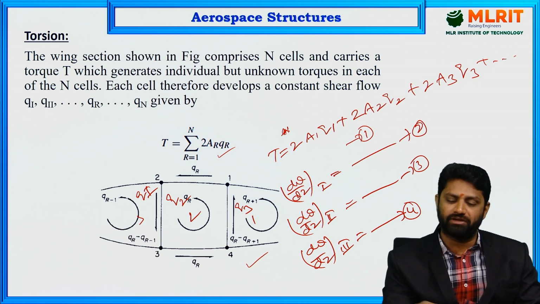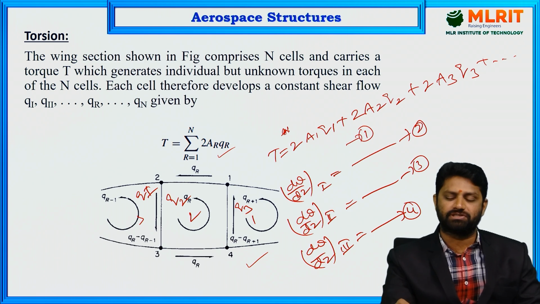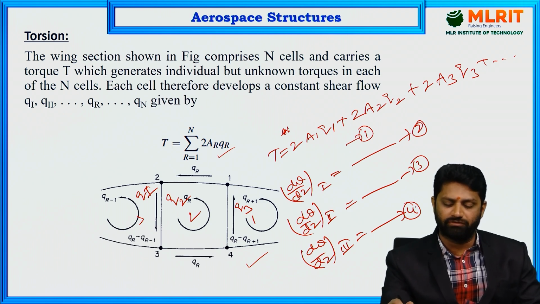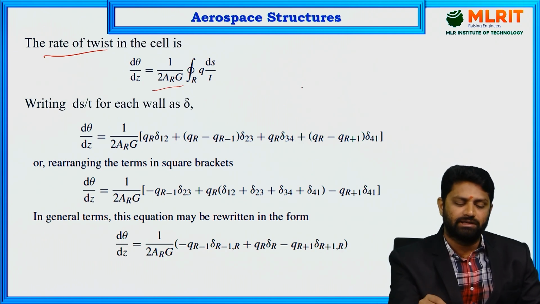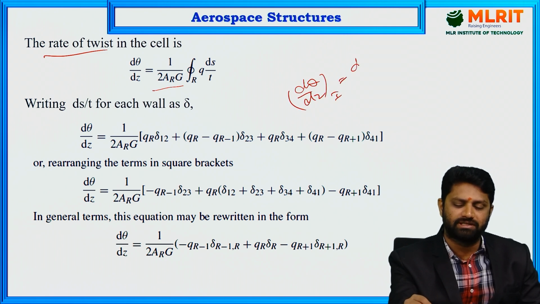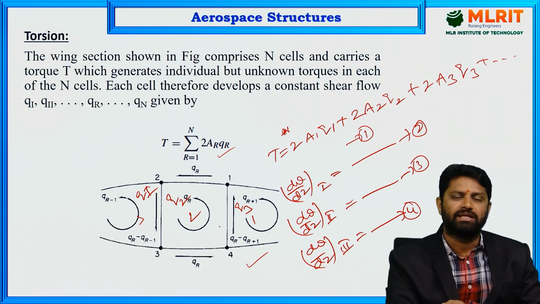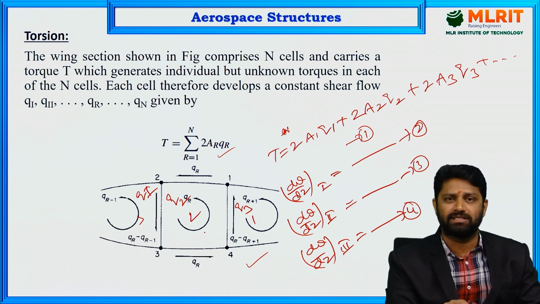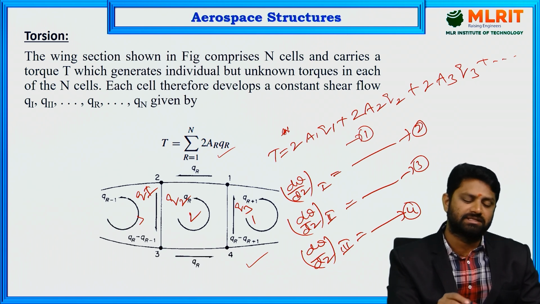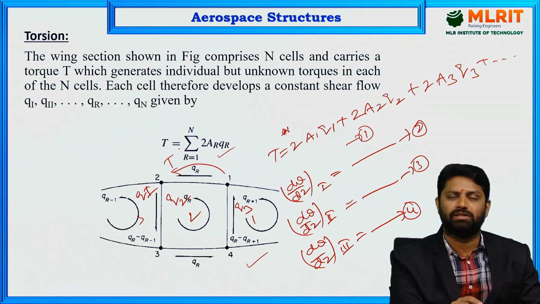So you've got four equations here. The torque equation is the first equation, and 2, 3, 4 are the rate of twist in each cell separately. Now the compatibility condition we use is that the twist in the first cell is equal to the twist in the second cell, because the same torque is applied on all three cells simultaneously, therefore each cell twists by the same amount.